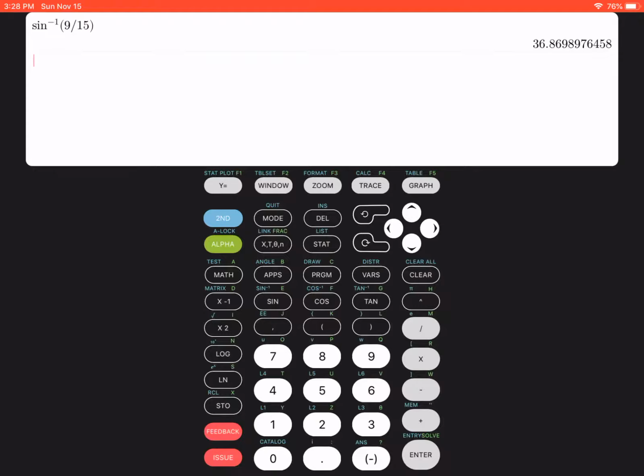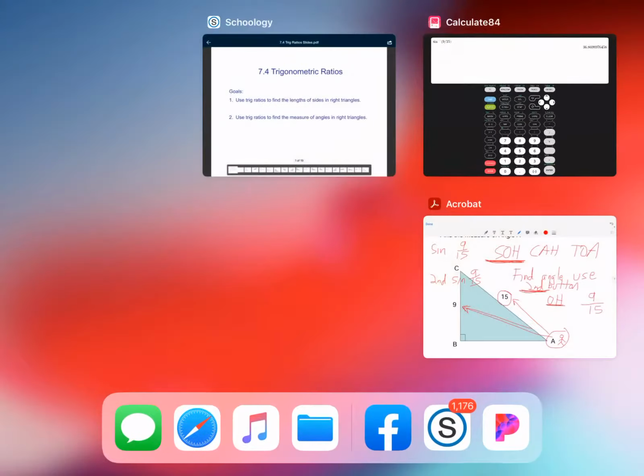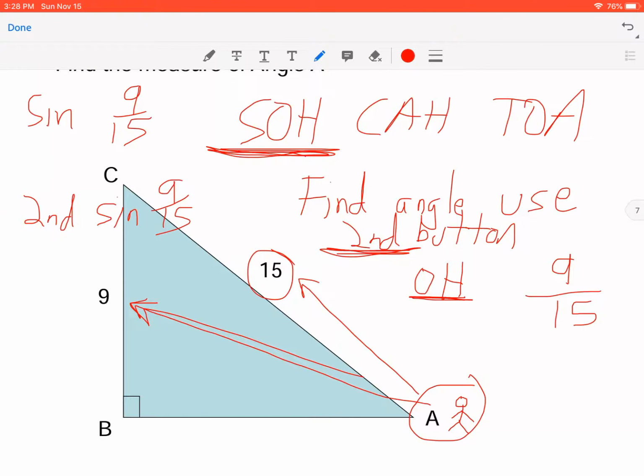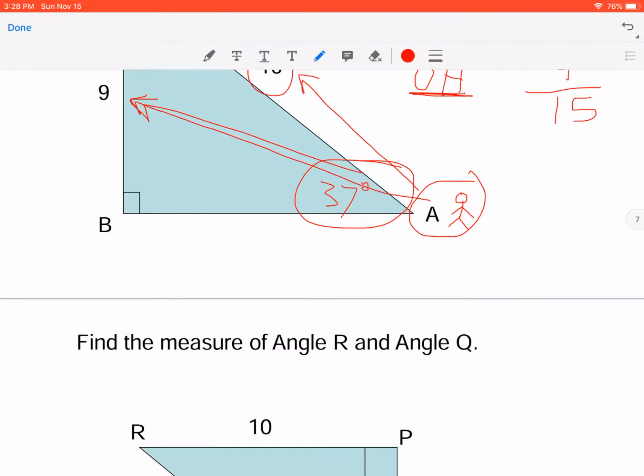Now, if I say to the nearest degree, that 36.8 rounds up to 37. If I say to the nearest tenth, that would be 36.9 degrees. Let's go to the nearest degree. So 36.8 is 37 degrees. So this angle is equal to 37 degrees. That's all you're going to have for homework tonight, just finding missing angles. All right? And that one used sine.